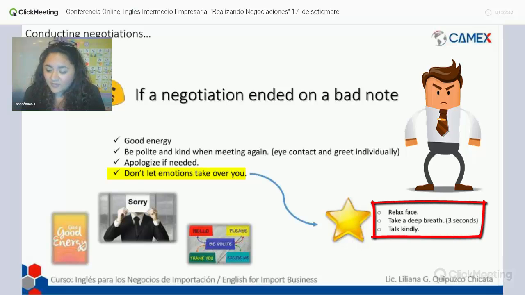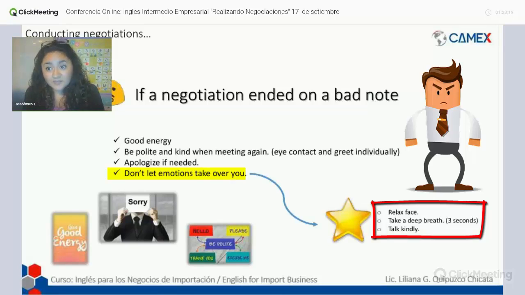Relax your face. Take a deep breath and talk back to him kindly, because it is not going to take us anywhere. We're going to lose the client. We are going to be the ones who lose because he is a big client. If we are able to get him on our client list, it's going to be a huge home run, right? So he did that.